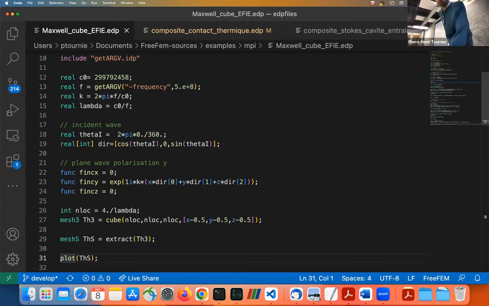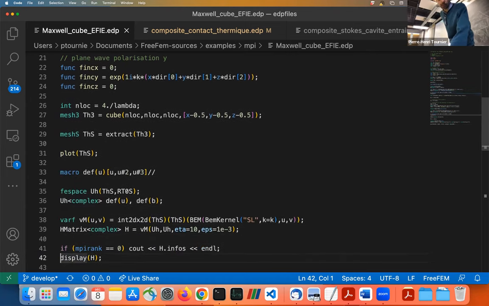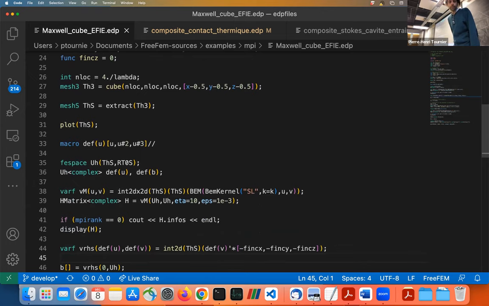I define some macro. Here I define the finite element space that I use. As you want to use it here in BEM, you only have the entities, directly at order zero. And here is when you define the kernels. I use single layers for it here, and with that you are able to compute the current.